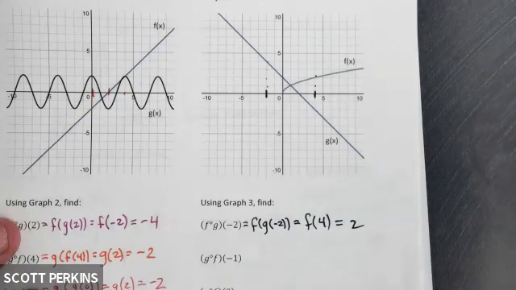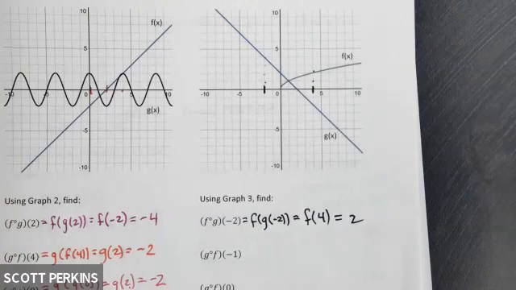If you've got a question, ask it. If not, do the next one, G composed with f of negative 1.